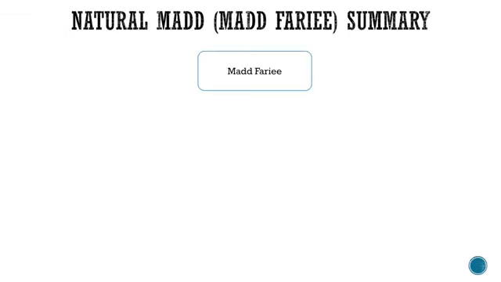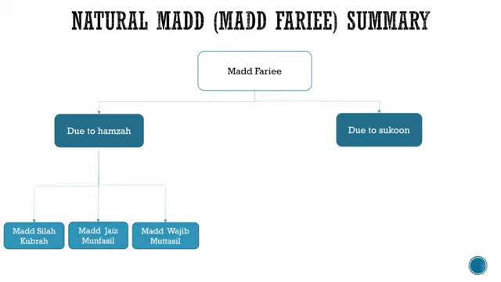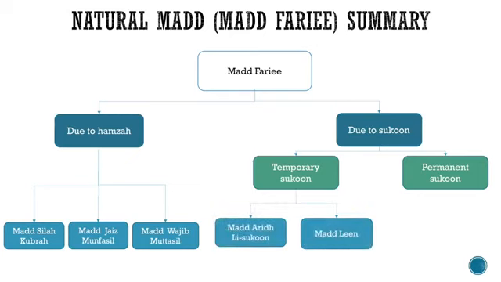As we have covered previously, Mad Fari'i consists of 2 branches: Mad due to a Hamza and Mad due to a Sukoon. Mad due to a Hamza consists of 3 types of Mad: Mad Sila Kubra, Mad Jaiz Munfasil, and Mad Wajib Muttasil. Mad due to a Sukoon consists of 2 types: temporary Sukoon and permanent Sukoon. Temporary Sukoon consists of 2 more: Mad Arid Sukoon and Mad Leen, and the permanent Sukoon consists of Mad Lazim.